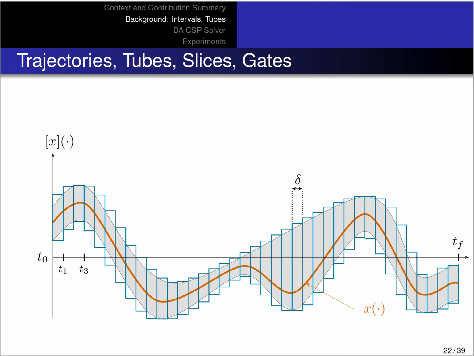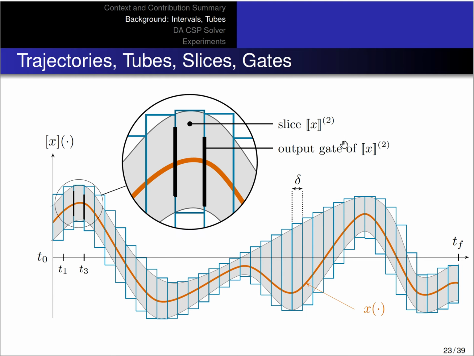As already seen in the first part, the solution of a dynamical system is a trajectory, in orange here, and the domain is a tube, in gray here. Intervals can be used to approximate tubes by a sequence of contiguous slices. A slice is a box, vertically, that encloses the trajectory during a temporal domain interval horizontally. For operational reasons, a given slice is represented by an envelope and gates, in bold here, in which the trajectory must pass.